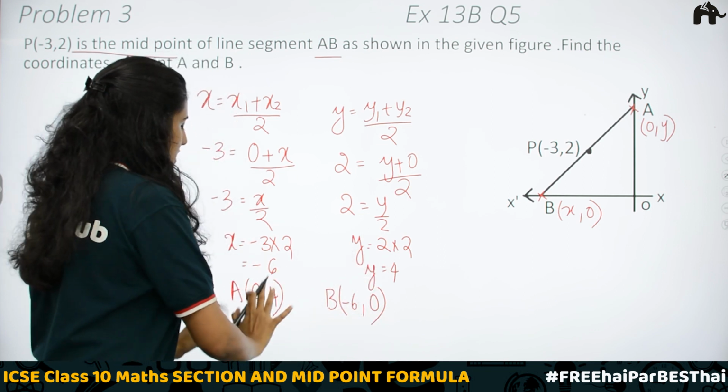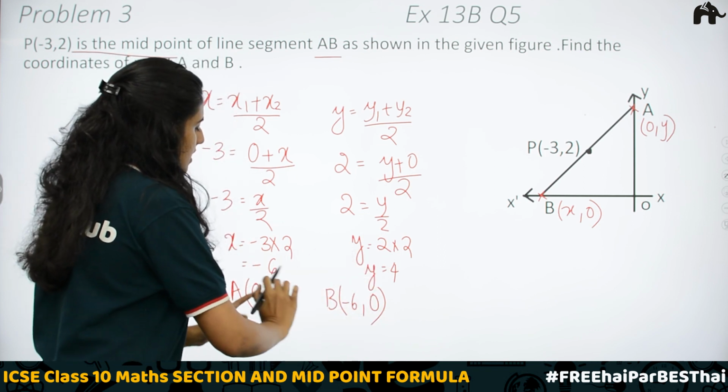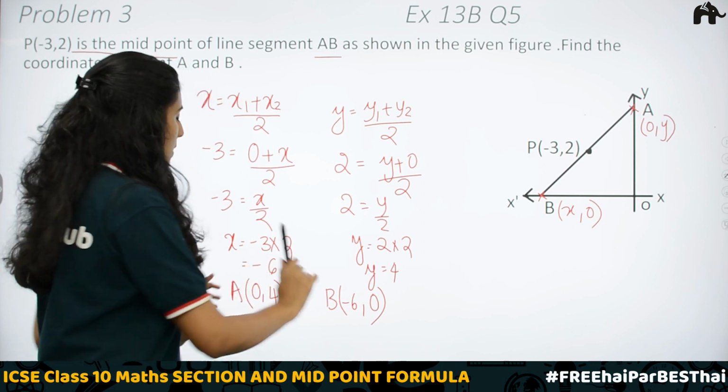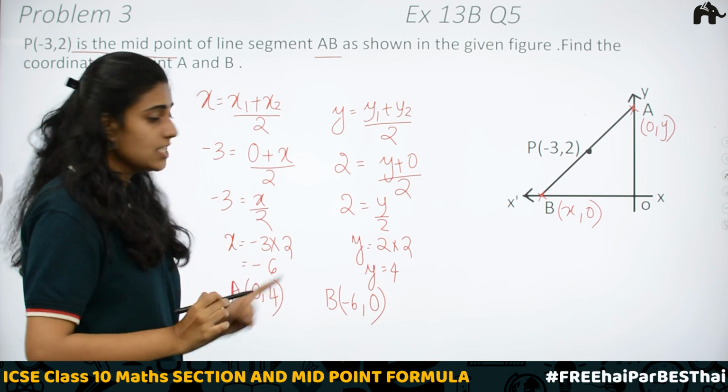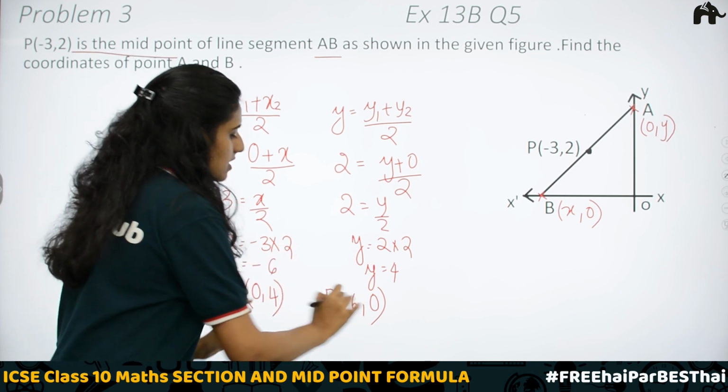Okay, we got the x coordinate and the y coordinates for points B and A. In case of A, we determine the y coordinate. In case of B, we determine the x coordinate.